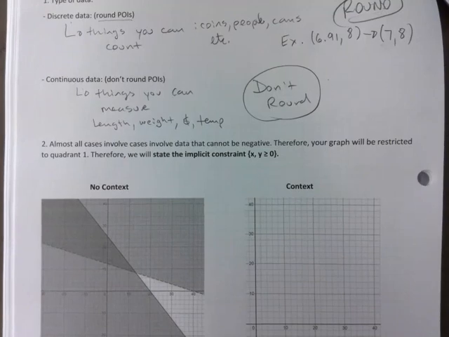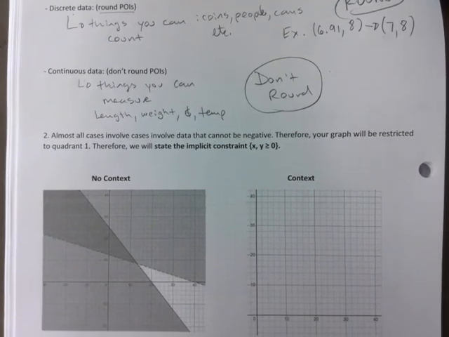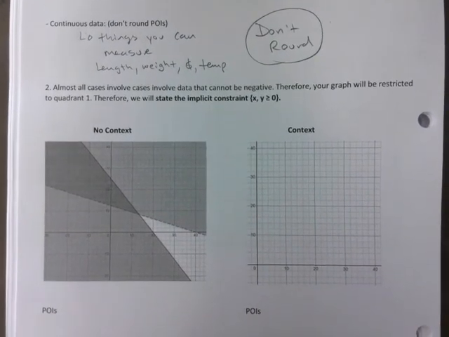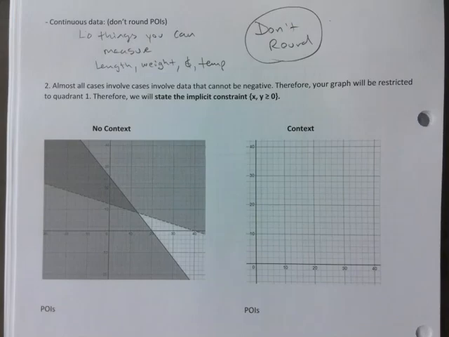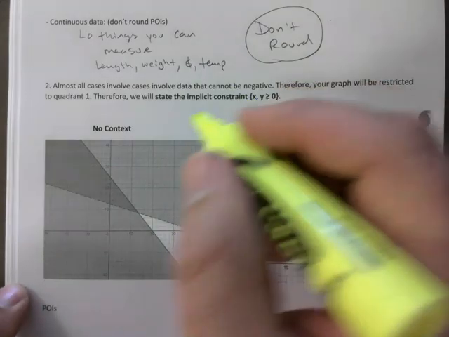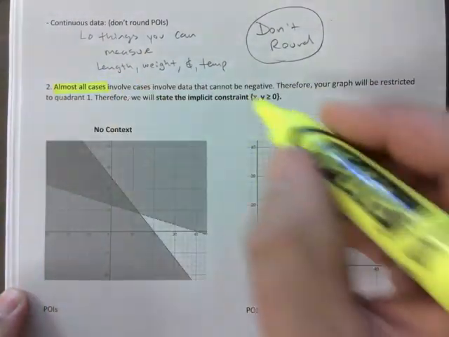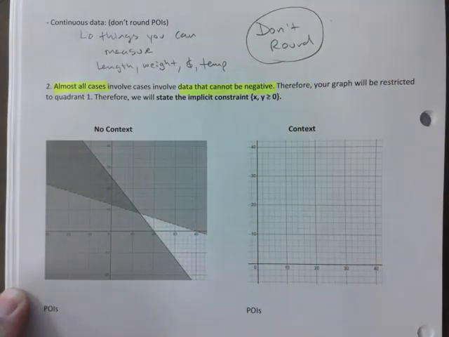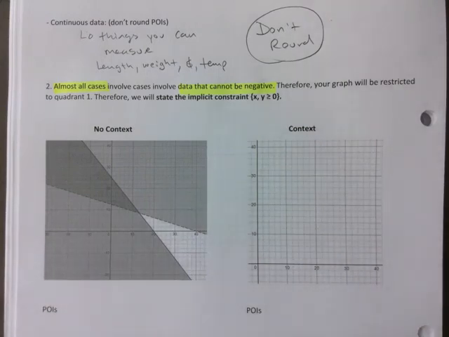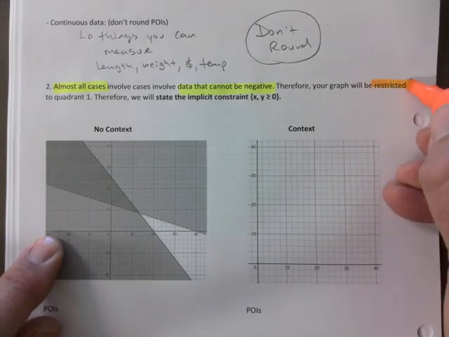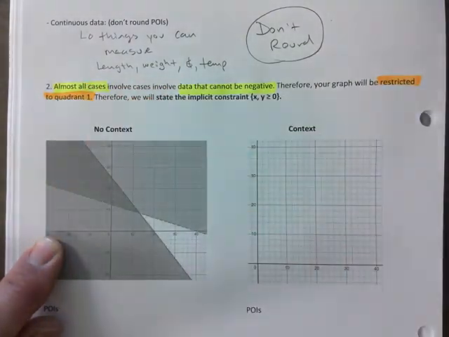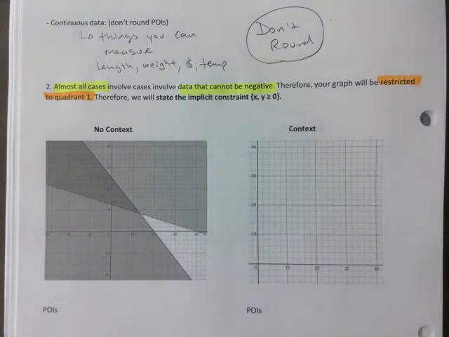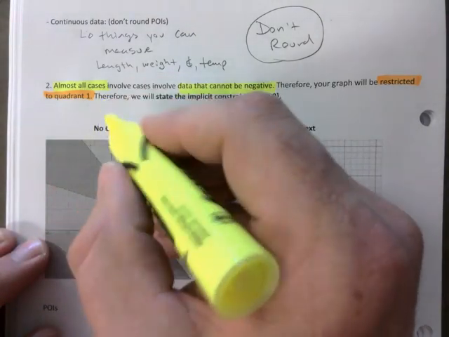So this is somewhat review. You've done continuous, you've done discrete, you've heard about it, should have heard about it. So another thing I need to talk about is in almost all cases, data cannot be negative when it comes to inequalities. Different color. And that means that we're restricted to quadrant 1. And yet a different color just to switch it up.